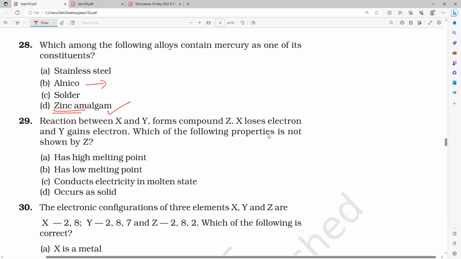Alnico. Alnico is an alloy of aluminum, cobalt, and nickel. So please write it. Aluminum, cobalt, and nickel. Cobalt and nickel. Clear, everybody?